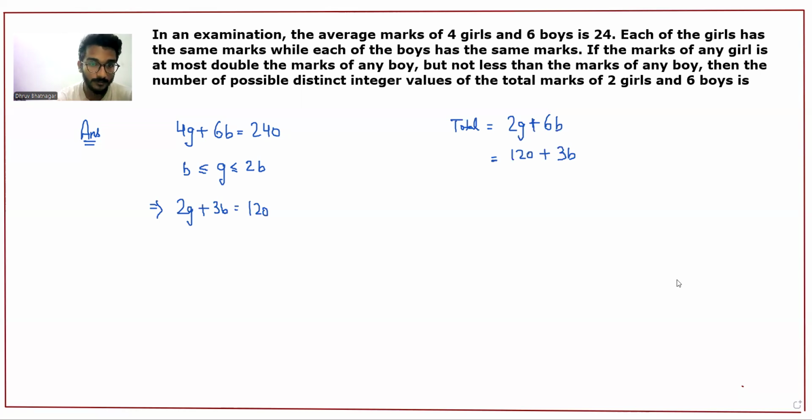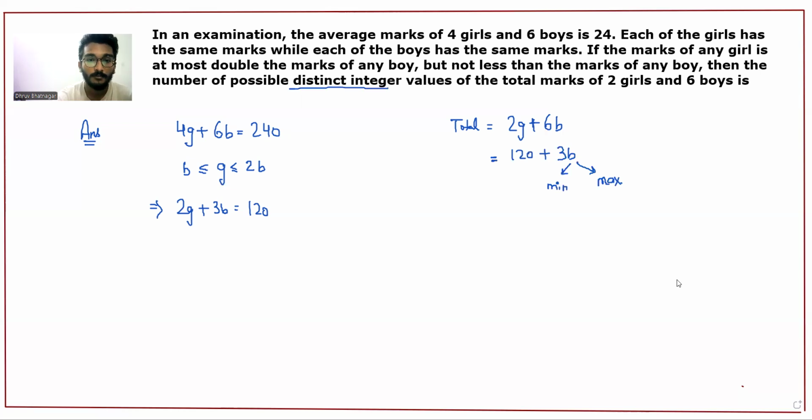Now, as the question is saying, because we have to find the integral values, we have to find the quantity. So it means there must be some minimum value and maximum value for this b. If we crack this minimum and maximum value, we can easily find the range, and then we'll just find the integral values. So that would be the approach.